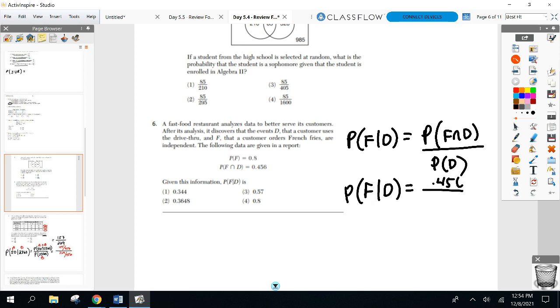Probability of F given D, what am I putting on the top? 0.456, but I got an issue, don't I? I don't have the probability of D. Sometimes it happens. Now, if I'm stuck, can I go to another formula to find my probability of D? Look at what I still have. I have F and I have F and D. Can I find D using any other formula? The and formula, correct. So I do have to rely on two formulas here. F and D equals F times D.